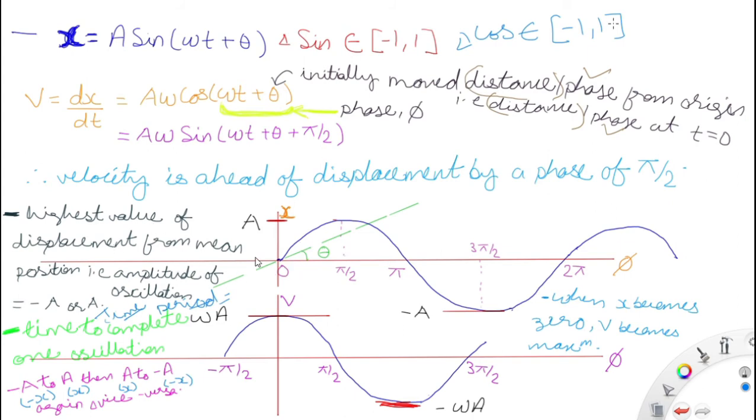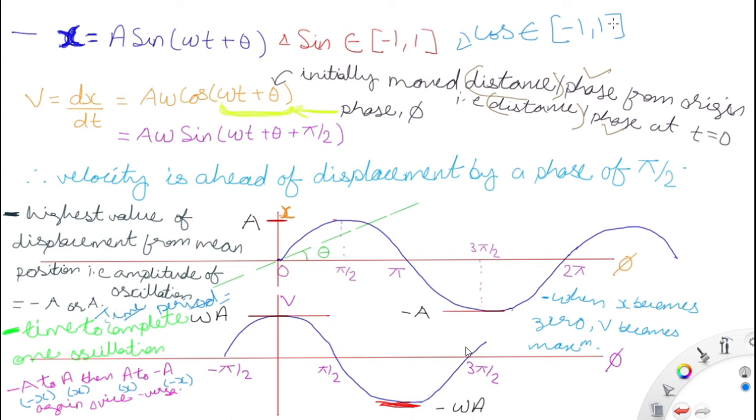The time to complete one oscillation is equal to the time period. The time period goes from 0 to 2 pi, because it's a sinusoidal and cosine function. So the interval should be 2 pi, and that constitutes one complete oscillation.